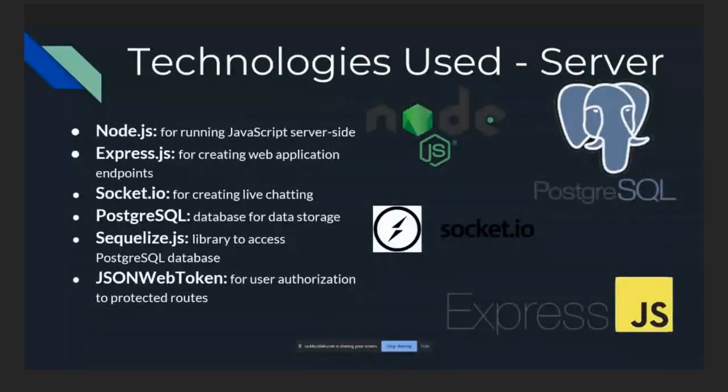So now I'll talk about the technologies that we used. On the server side, we used Node. This was the JavaScript runtime environment for running JavaScript on our server side. Express, as I mentioned before, is part of our middleware. We used express routes for the front end to be able to communicate with our backend. Socket.io was used for live chatting. We used PostgreSQL as our database, and Sequelize.js as an ORM that's basically a wrapper on top of Postgres, so we could access different types of queries. We also used JSON Web Tokens for user auth on the server side.